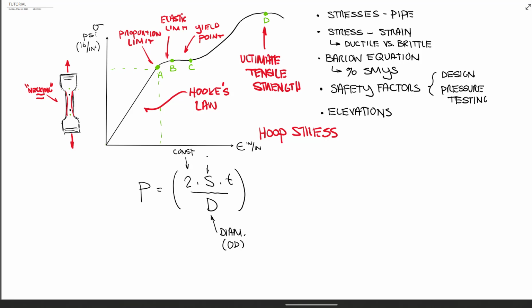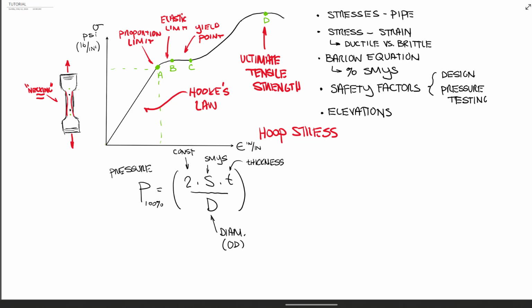The S here is SMYS, or specified minimum yield strength. That's your X42, X52, etc. And then your T here is your material thickness. What I normally tell people is put 100% here as a subscript to this P, and this is P for pressure.